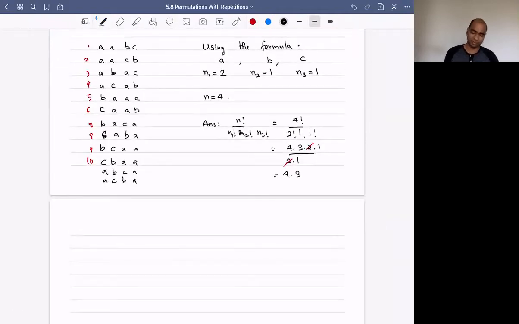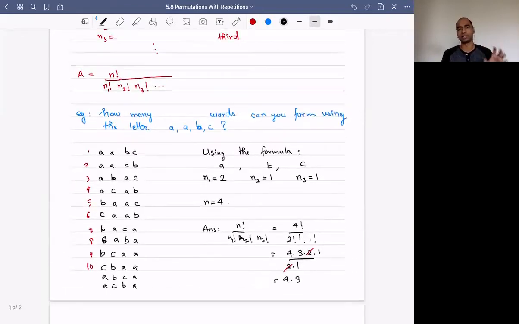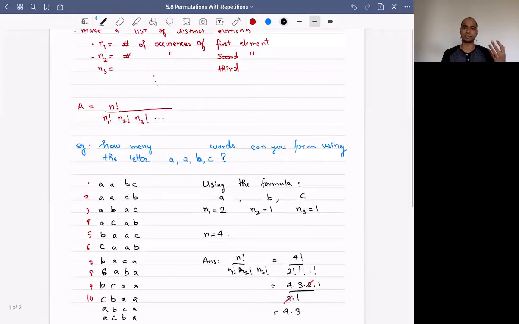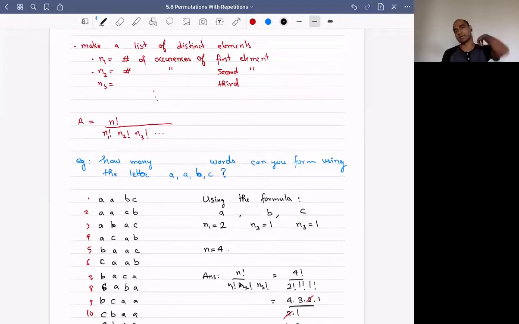So that's the formula that you need to remember. It is n factorial over n1 factorial, n2 factorial, n3 factorial, and so on, where n1, n2, and n3 are the different occurrences of the distinct elements in your list, and n is the total number of elements. Okay, now what's the derivation?